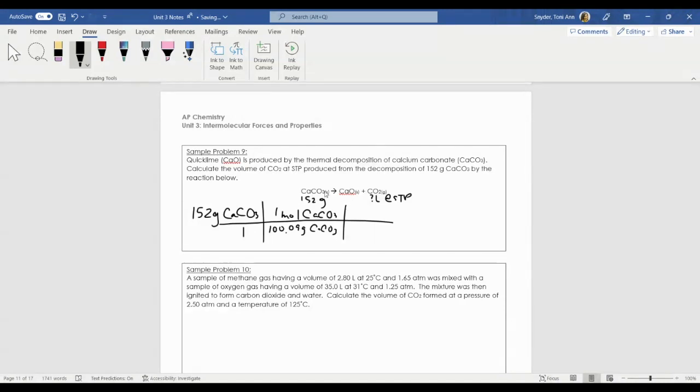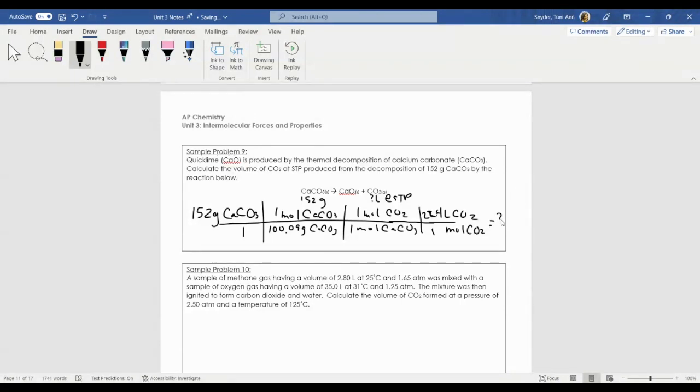We'll look at that mole ratio. Looks like it's a 1-to-1 mole ratio. This is already balanced. 1 mole of calcium carbonate produces 1 mole of CO2. Now, CO2 is our gas, and because we're assuming that this is at STP, we can do a conversion directly from moles of CO2 to liters of CO2, because 1 mole of any gas occupies a space of 22.4 liters.